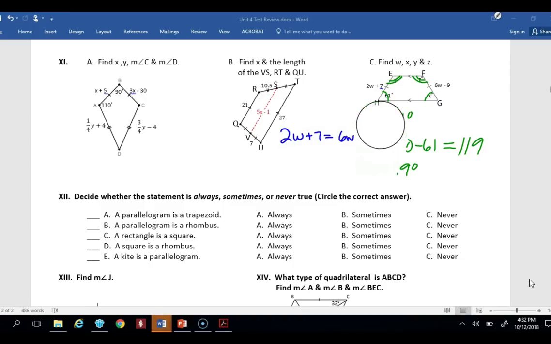I'm going to go ahead and erase this if it will cooperate. 6W minus 9. So I'm going to subtract 2W from both sides, so that gives me 4W over here. Add 9 to both sides, so that gives me 16. So W is equal to 4 because 4 into 16 is 4.